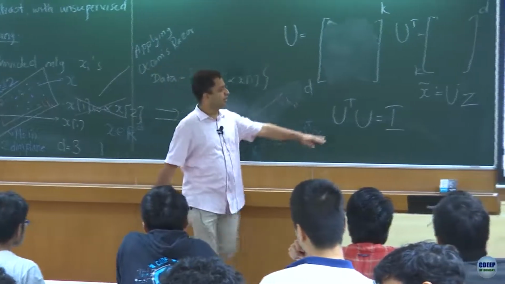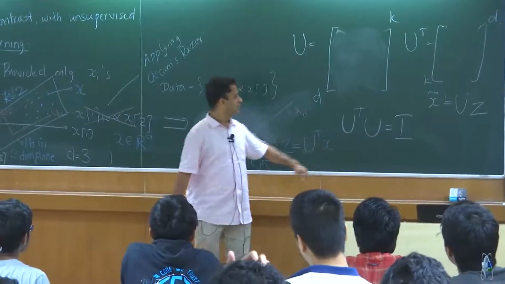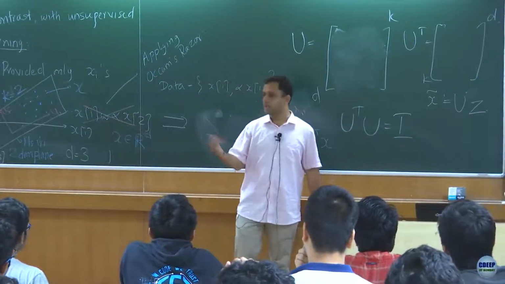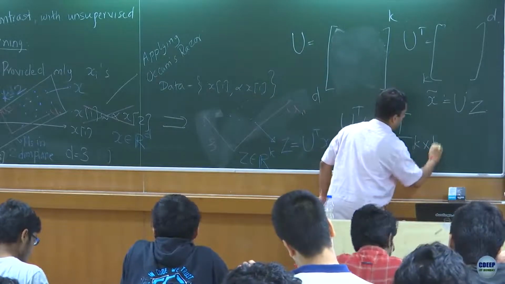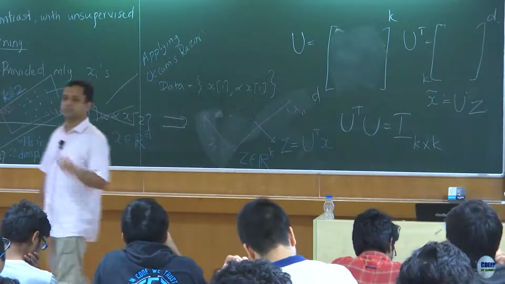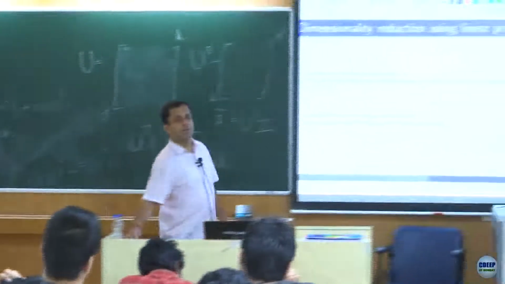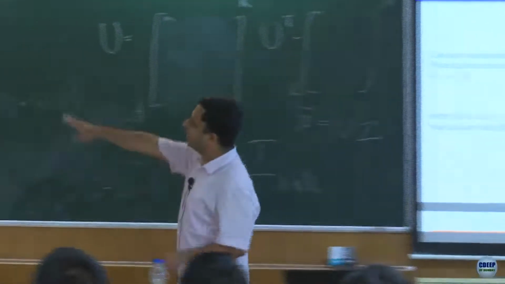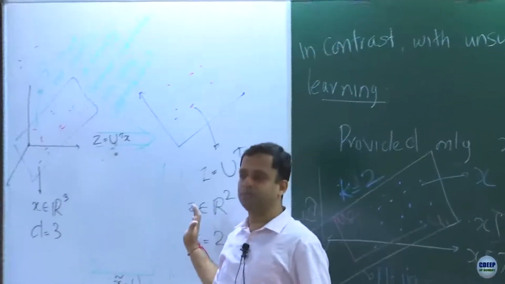The other issue is, u is not square, I is square, but what is the dimension of I? K cross K, it's not even D cross D. So note that as well. Even if you don't get all these details, if you get the intuition of what I've written on the board here, you should be good.